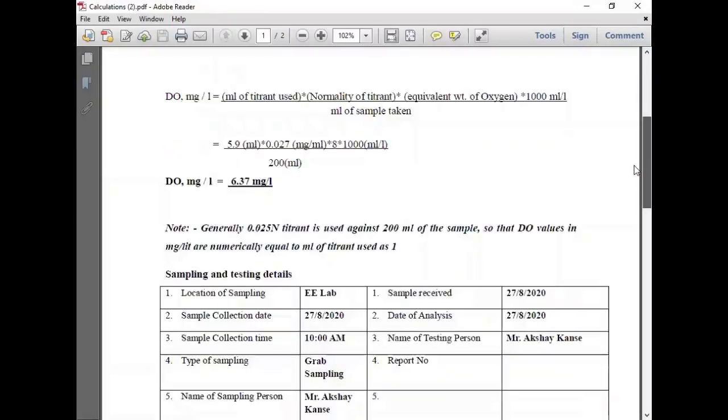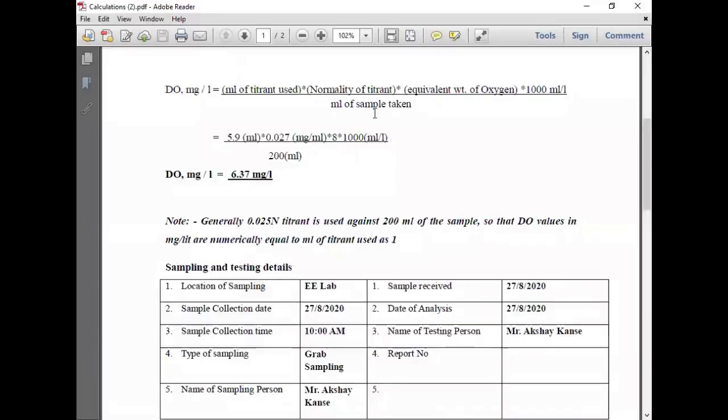The formula for calculating the DO in mg per liter is given as this. We require ml of titrant used into normality of the titrant into equivalent weight of oxygen into 1000 divided by ml of sample taken. So for substituting the values, we got 5.9 as the value of X, 0.027 as the normality, 8 is the equivalent weight, and 1000 is the value that has to be taken for the conversion to mg per liter.